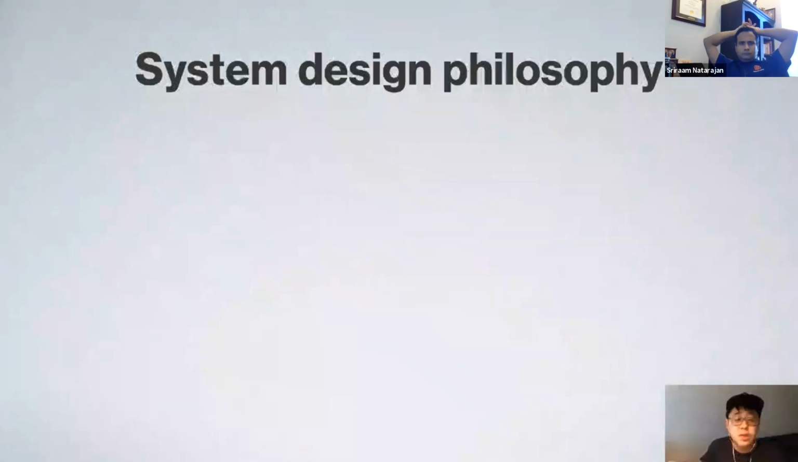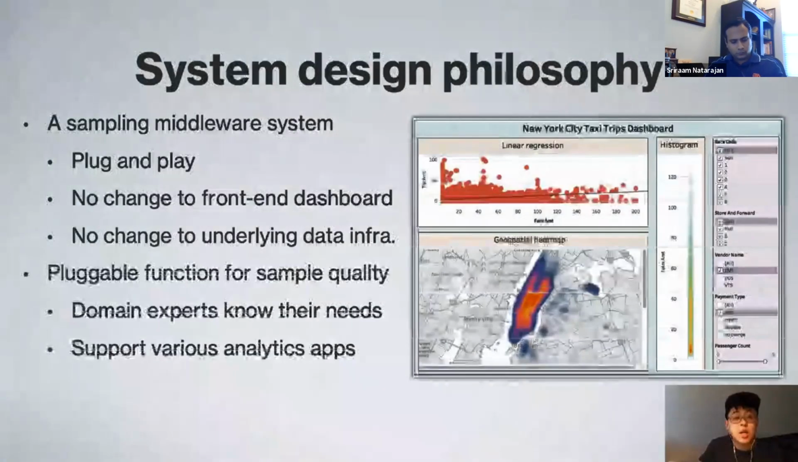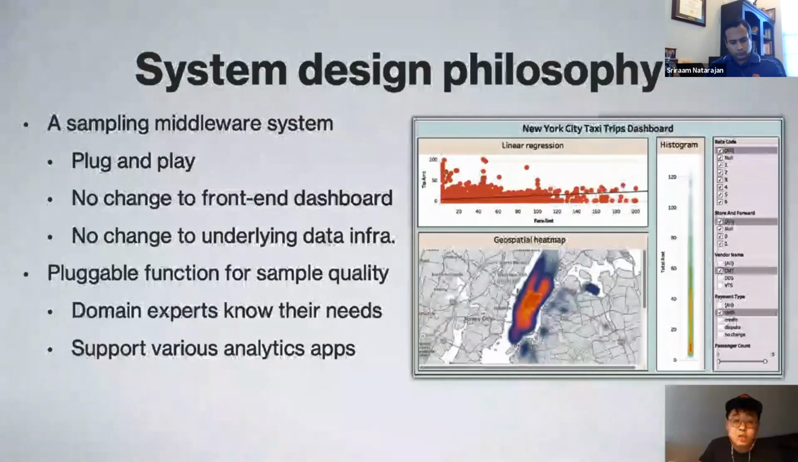Before I go into the technical details, let me briefly talk about the system design philosophy in Tabula. We want to design a sampling middleware system. That means we want to have a plug-and-play solution. There is no change to the front-end dashboard and it requires no change to the underlying data infrastructure. Also, we want to support a pluggable function for sample quality because we believe that domain experts know better about their own needs. And we also want to support a variety of different analytics applications on the visualization dashboard.